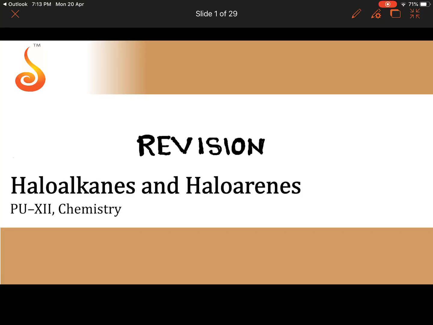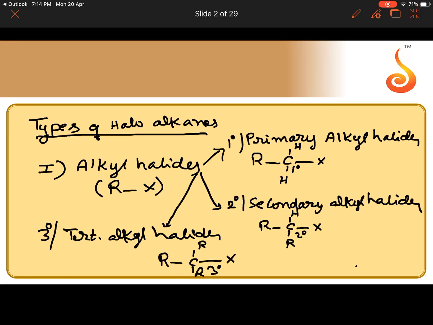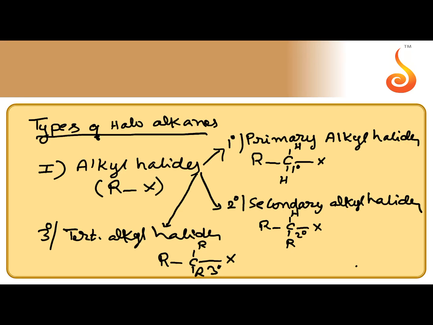Today I am going to revise haloalkanes and haloarenes. Halogen derivatives of alkanes are called haloalkanes. Halogen derivatives of arenes are called haloarenes. Based on the number of halogen atoms introduced into one molecule, they are divided into monohaloalkanes, dihaloalkanes, trihaloalkanes, like that, perhaloalkanes. When all hydrogens of an alkane molecule are substituted with halogen atoms, we get a perhaloalkane.